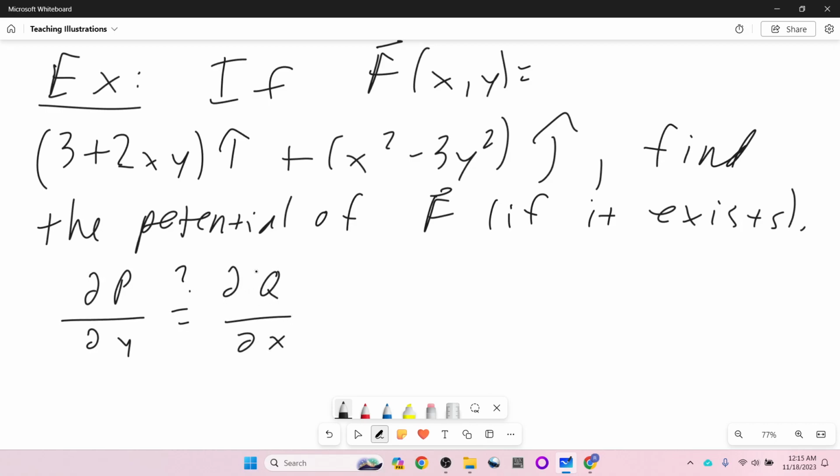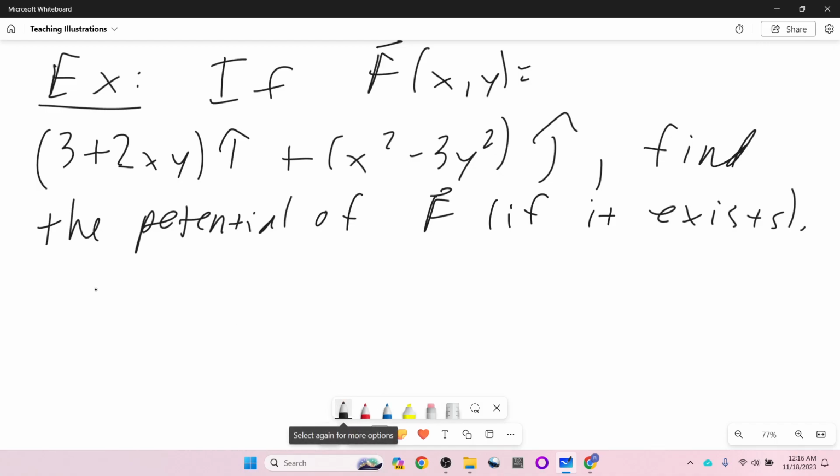That was one of the earlier examples, we already did this problem, and we saw that was actually the case. So we can go ahead and check that off, but you can do it again if you need to verify for yourself. The y derivative here would just be 2x. The x derivative here would also be 2x. So, how are we going to track down the potential?